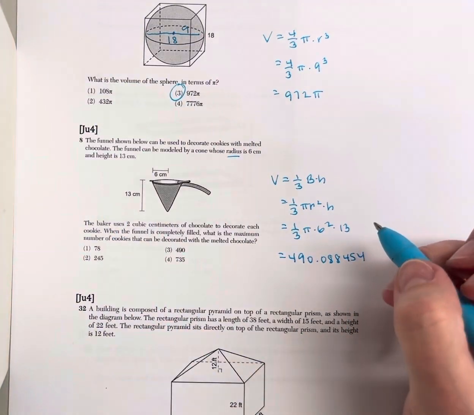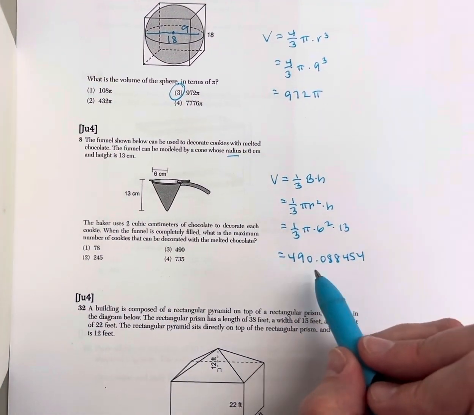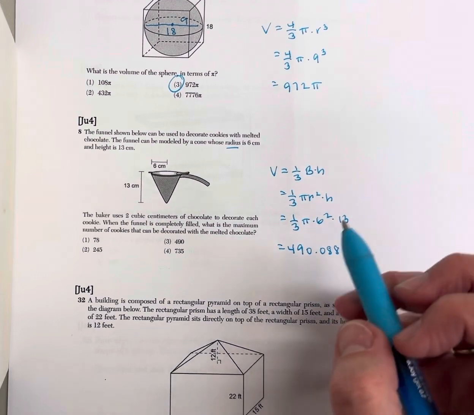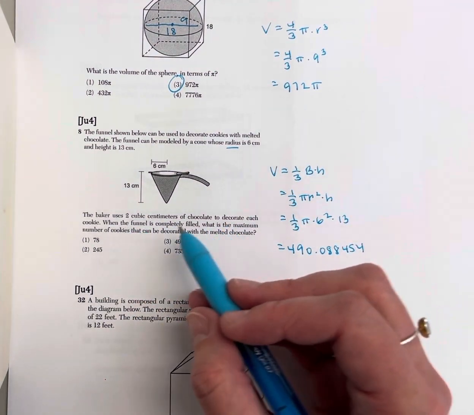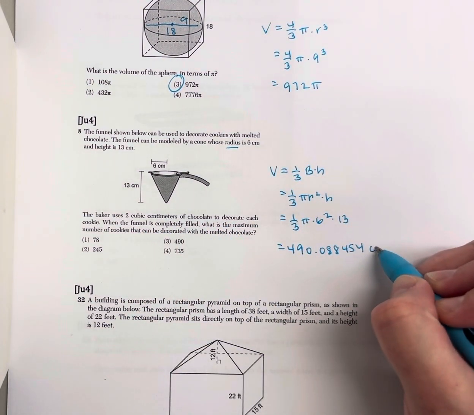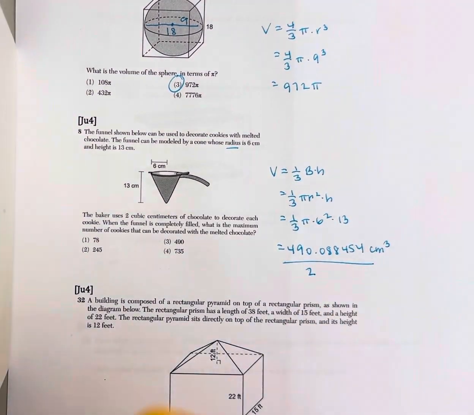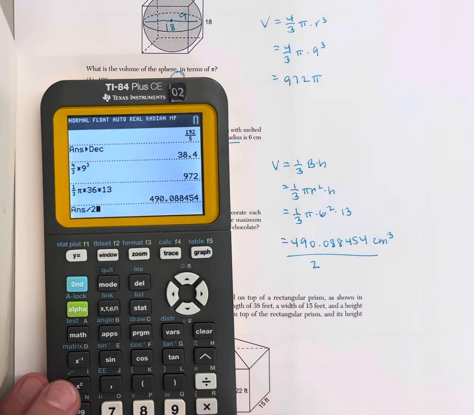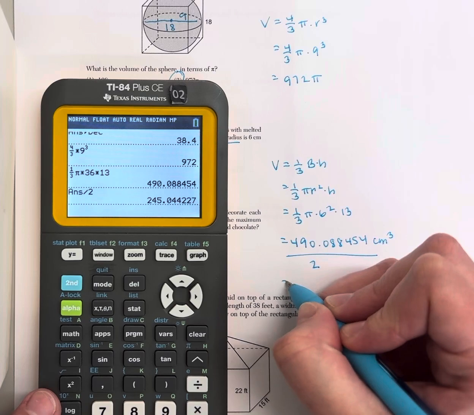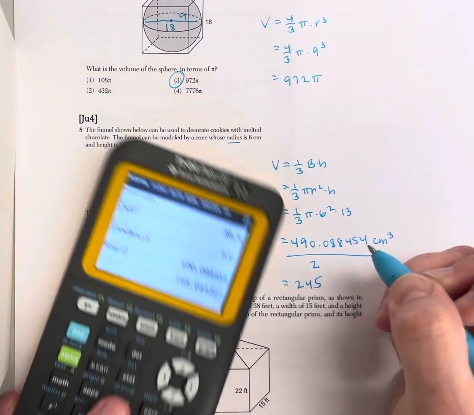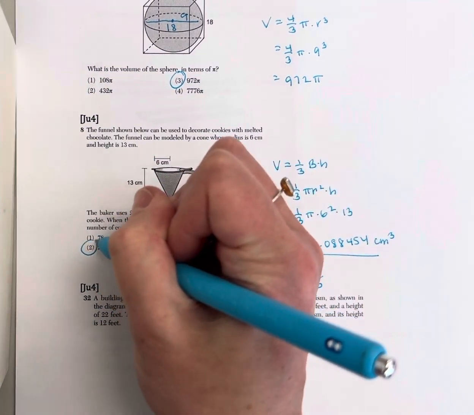Okay. So this is the volume of chocolate that you can fit. And if they're only using 2 cubic centimeters, if I divide this by 2, that's going to give me how many cookies? So 245 cookies. That's a lot.